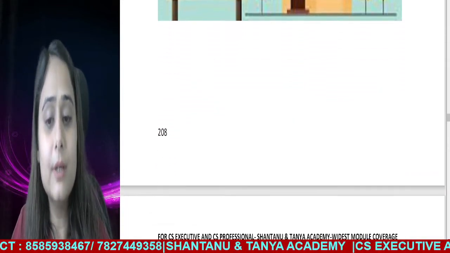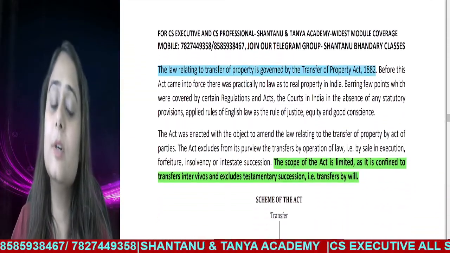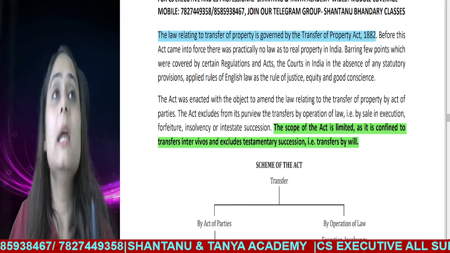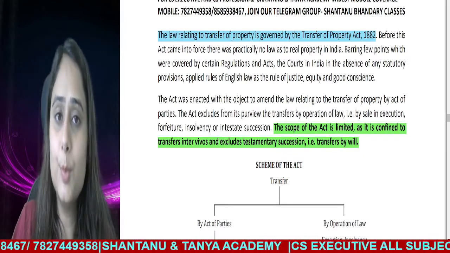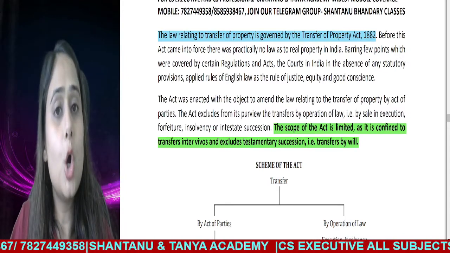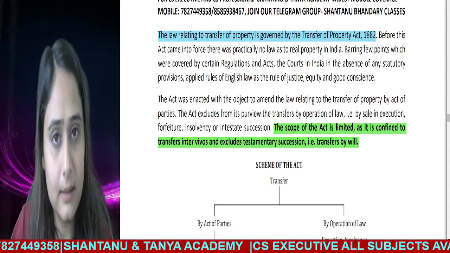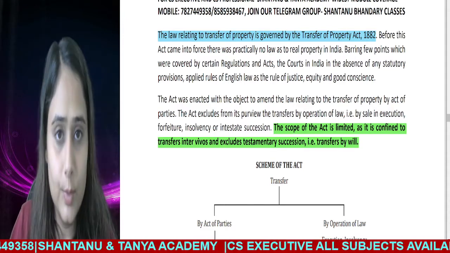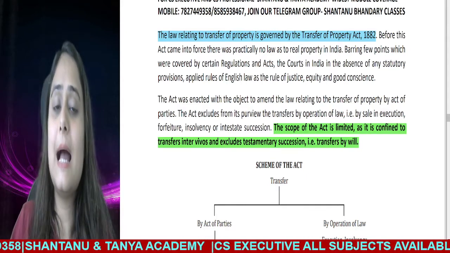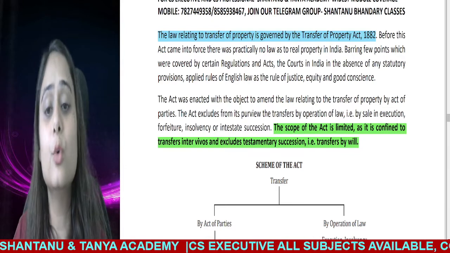So it has been written that the law relating to transfer of property is governed by the Transfer of Property Act. If I own a property and I want to transfer it to some other person, what law do I have to refer to? I have to refer to the Transfer of Property Act. Accordingly, I can transfer the particular property to another person. So the scope of the act is limited as it confines to inter vivos transfer.